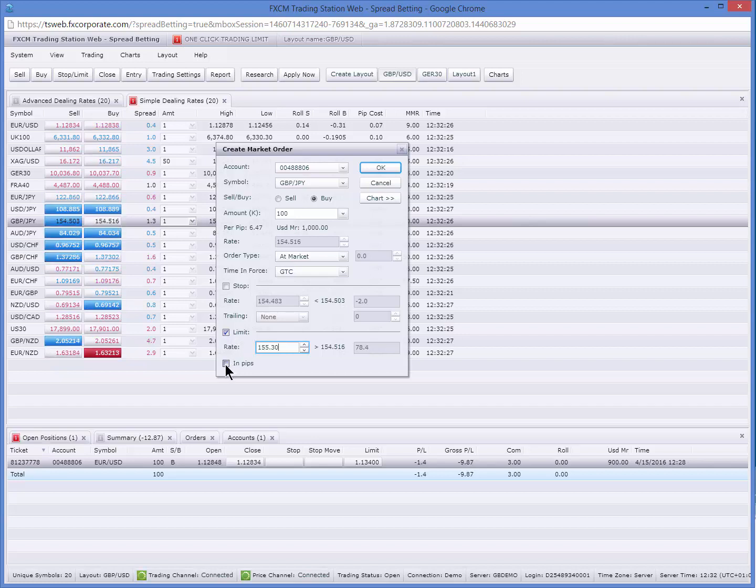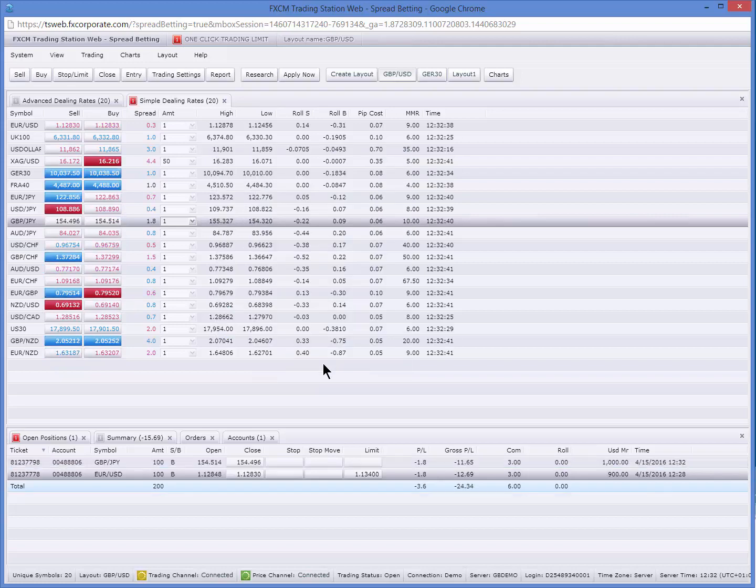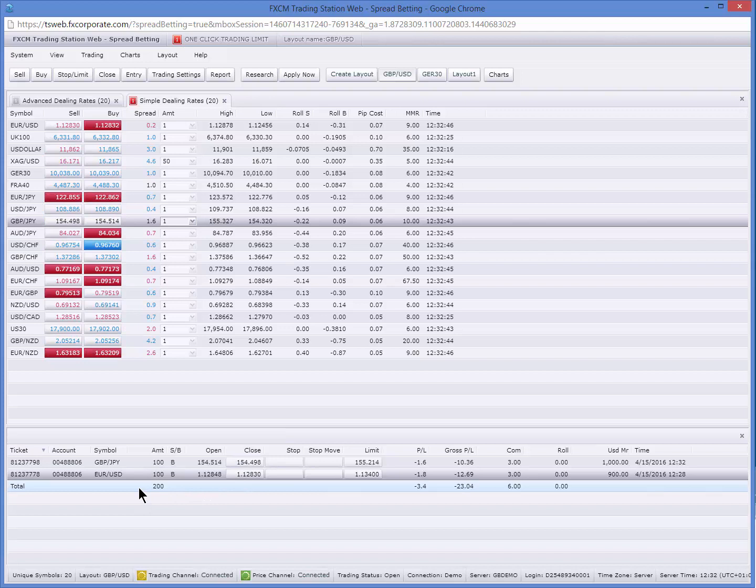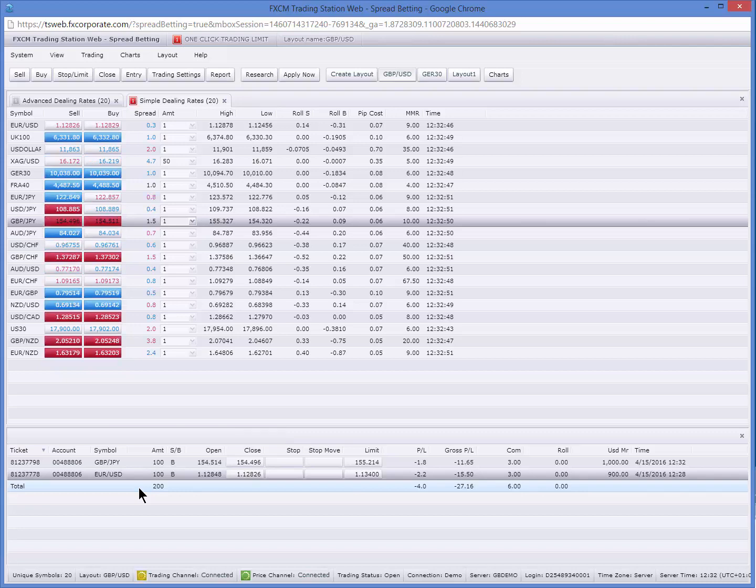Some platforms might allow you to do it in pip terms as well. So I might say I want this to be 70 pips away from my entry, in which case when I place the trade, whatever my entry position is, my target will be 70 pips away from there. Okay, and there we are. That's how we can use a limit order to help us to take profit on certain trades to close out when our objective is reached.